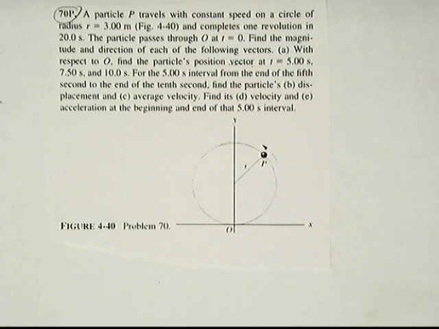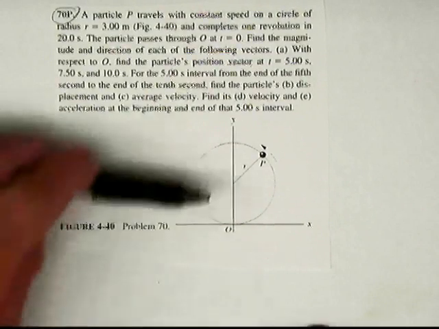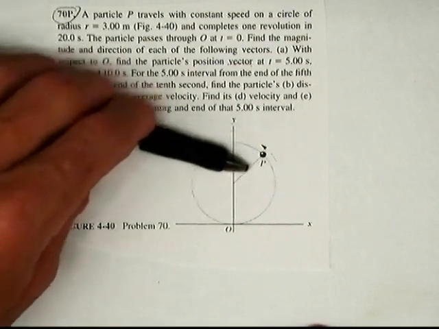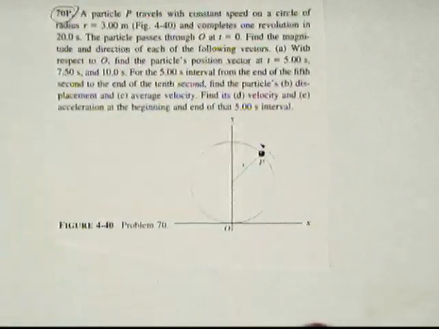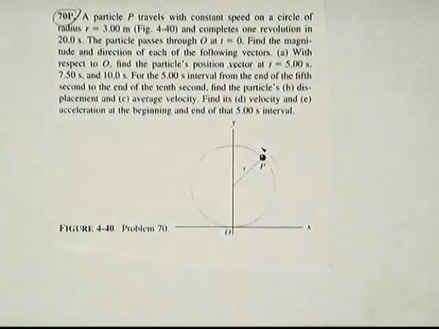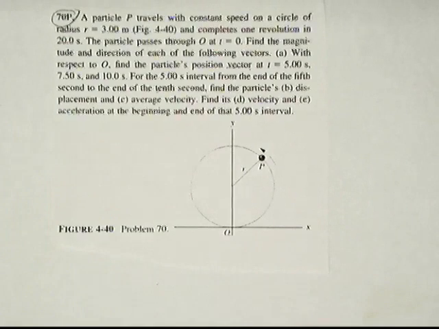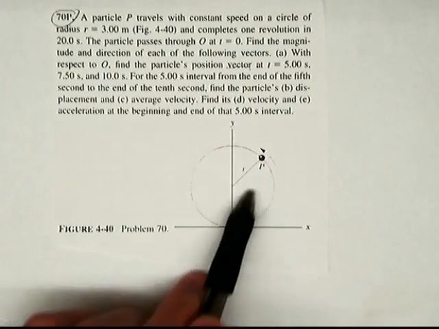Now the position vector, which they've labeled as radius r here, is not going to be our position vector anymore. Our position vector has got to start from O and point to P.